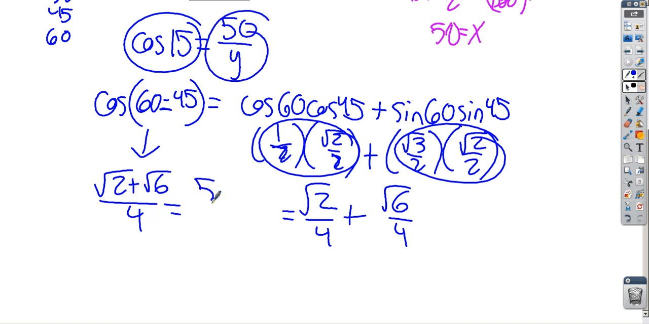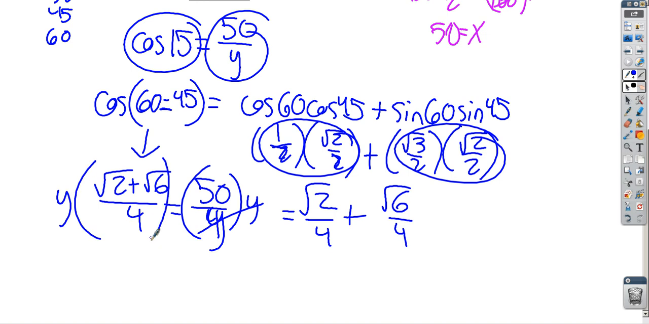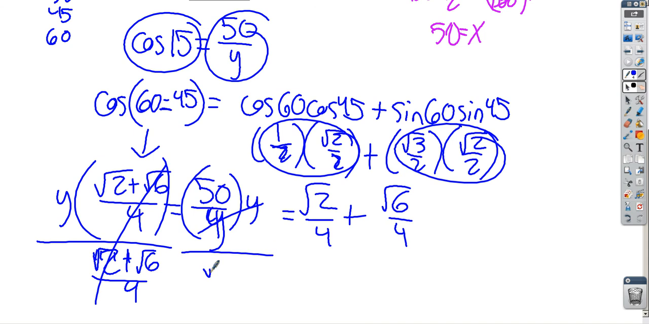It equals 50 over y. So let's solve that now. Let's multiply both sides by y. And then let's divide by this whole thing. So I'm dividing by radical 2 plus radical 6 over 4, and then I'm dividing 50 by that same thing, radical 2 plus radical 6 over 4. And then what we'll want to do now is try to simplify this if we can.